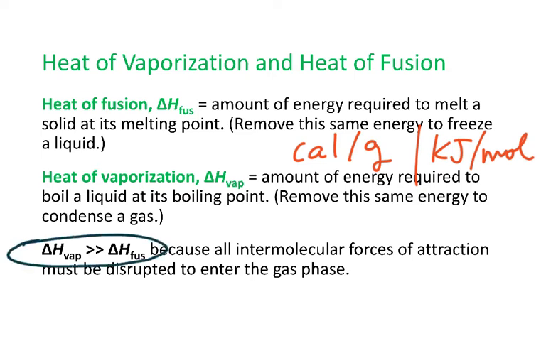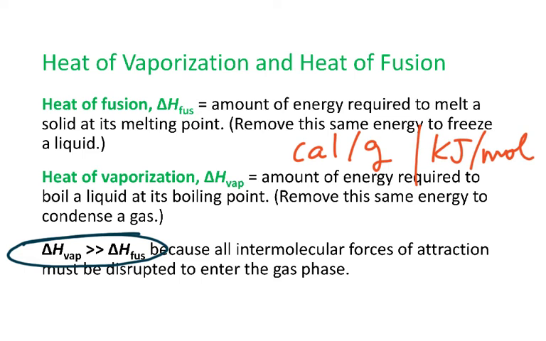Turns out that the delta H heat of vaporization is always greater than the heat of fusion, because ultimately vaporization requires the disruption of all of the intermolecular forces of attraction, and it just takes more energy to do that. So delta H vap is always greater than delta H fusion.